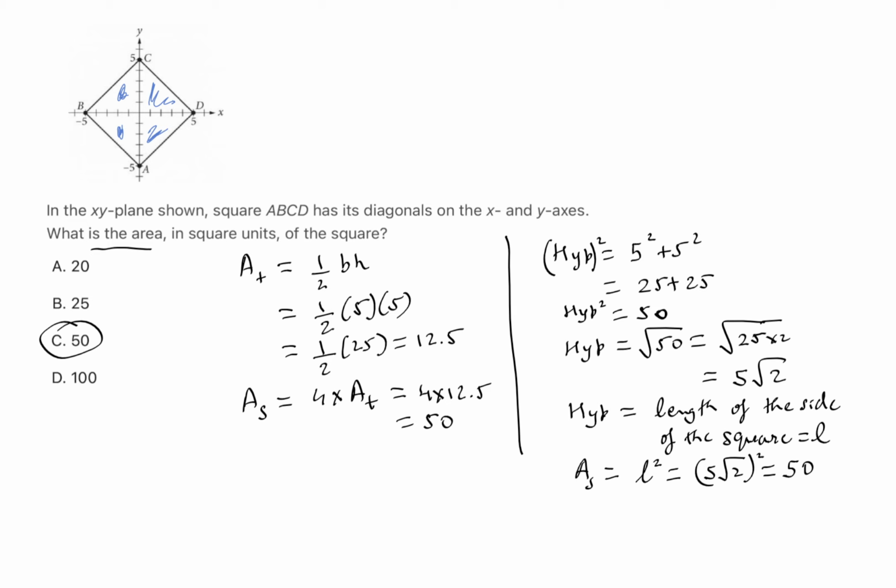And so we can get the answer both ways, by solving for the area of the triangle and multiplying by 4, or by solving for the hypotenuse and squaring that to get the final area of the square.